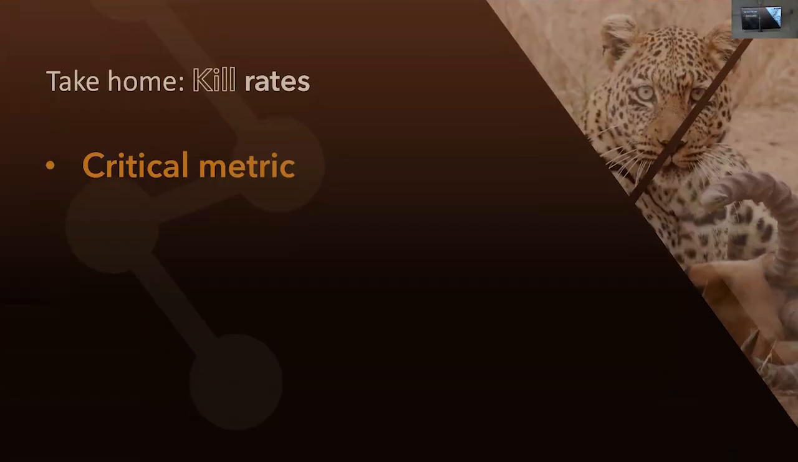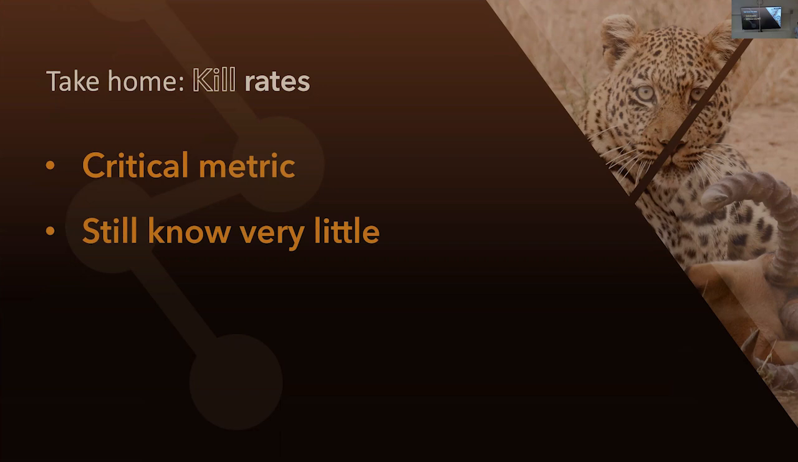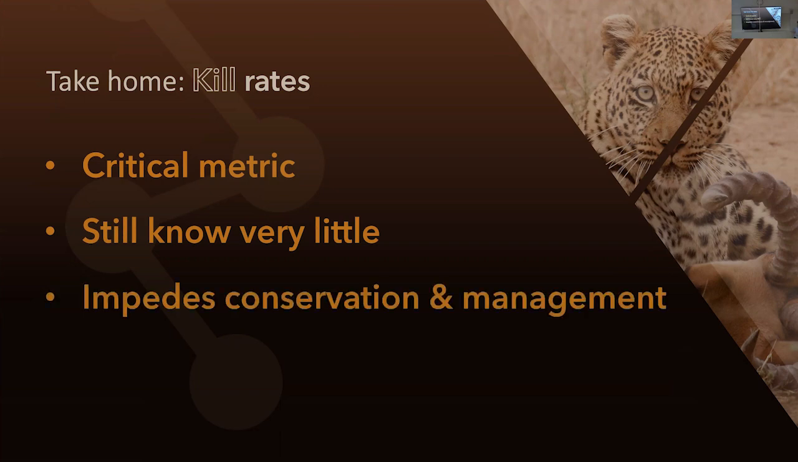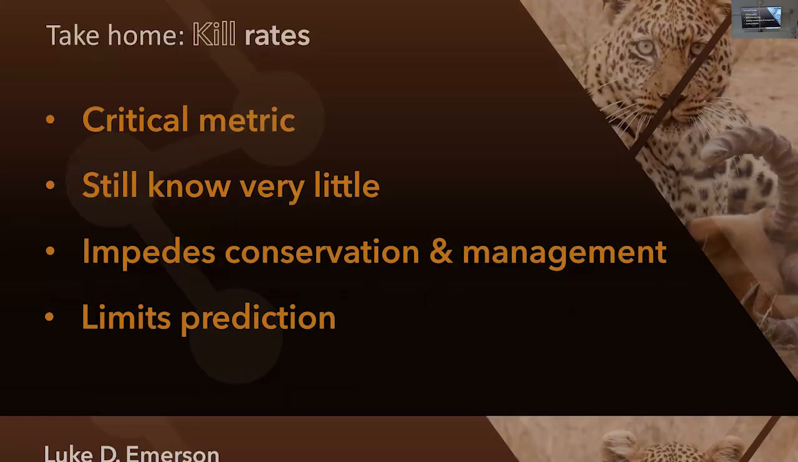So the take home is that hopefully I've convinced you that kill rates are a critical metric for understanding various aspects of carnivore ecology, and when they're integrated with other information such as prey densities, they can provide deeper insights into predator-prey dynamics. We still know very little for many species, as I pointed out, and that risks, I guess, poor conservation management outcomes for many species and their prey populations, in the case of rewilding or setting of hunting quotas, for instance. It also limits our ability to predict the consequences of climate change and human disturbance and activities on predation, on carnivores, and on ecosystems more broadly.